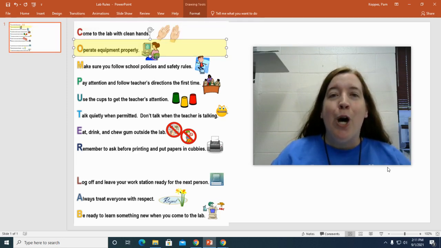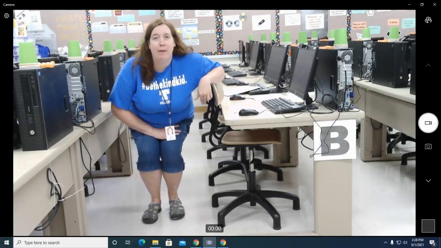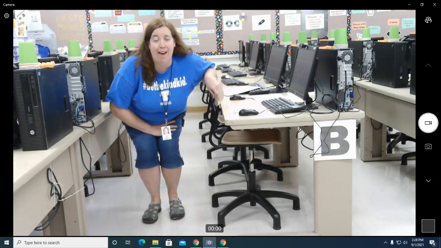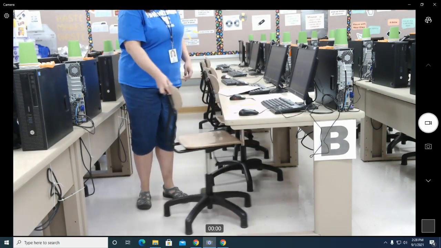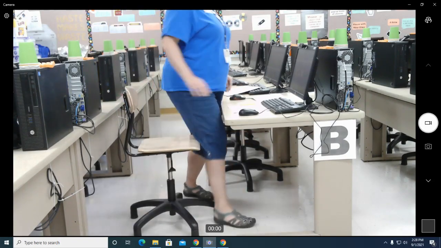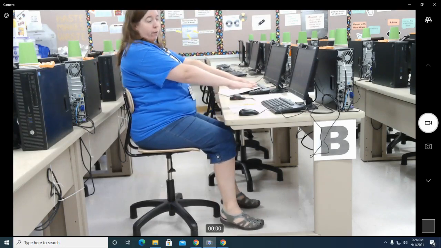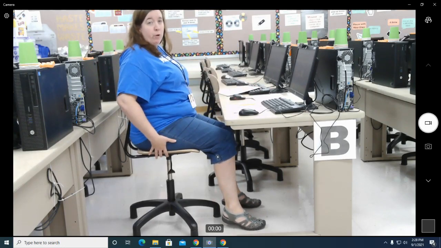Our next rule is to operate equipment properly. That's big fancy words for use the stuff the way it's supposed to be used. Today, let's talk about using the chairs properly. So a note about these chairs, they are very heavy and they don't scooch very well. So if I pull it out and I pull it all the way to sit, I am too far away from the computer. I need to scooch it forward.